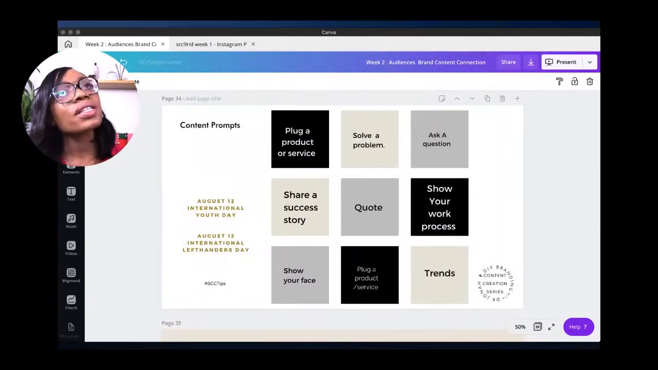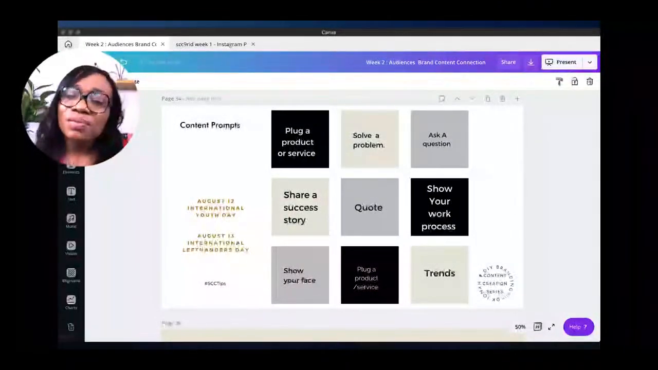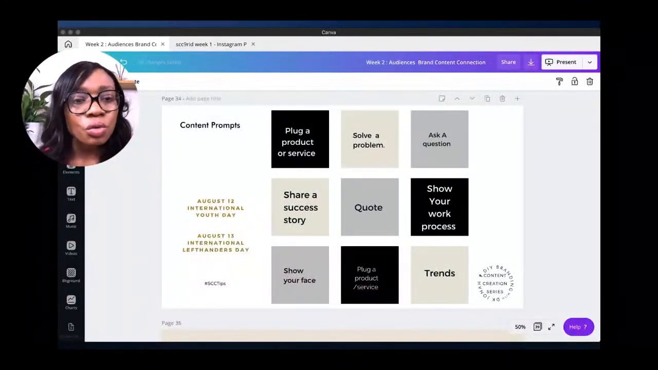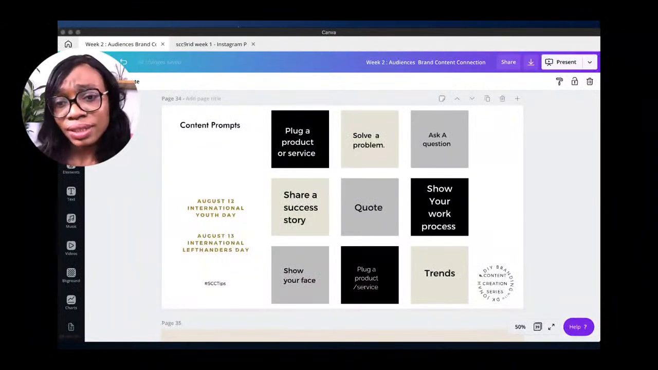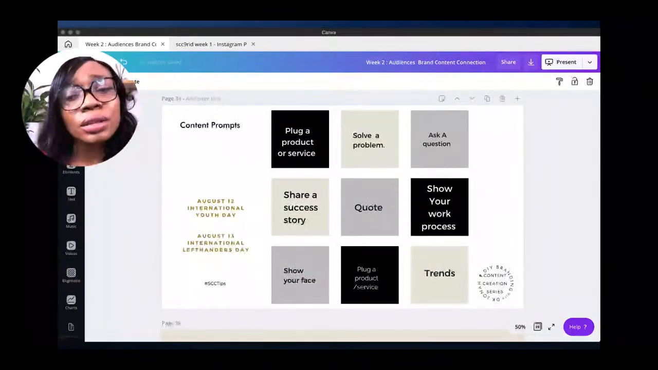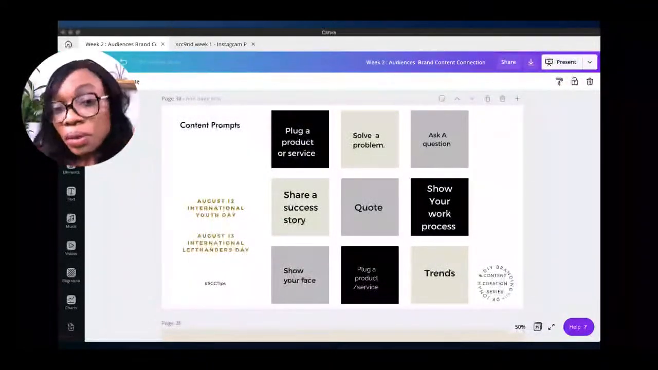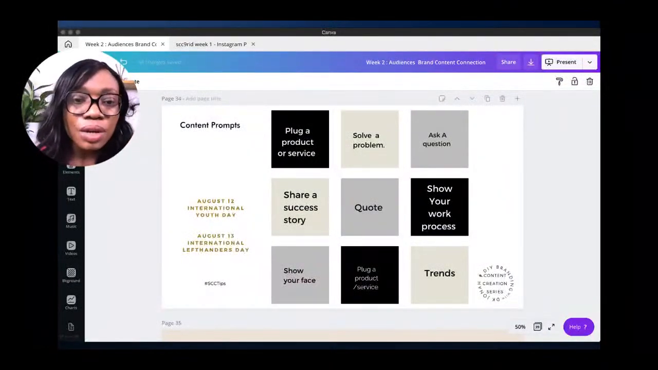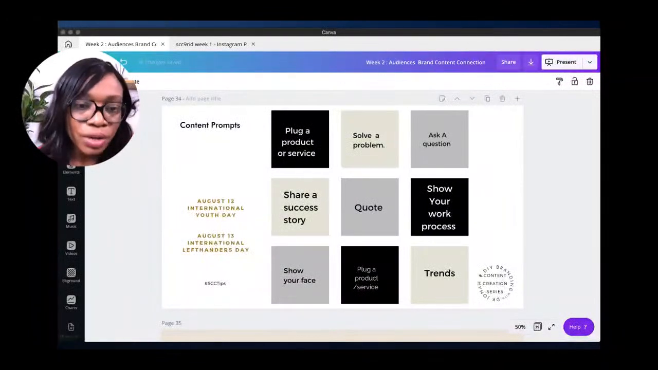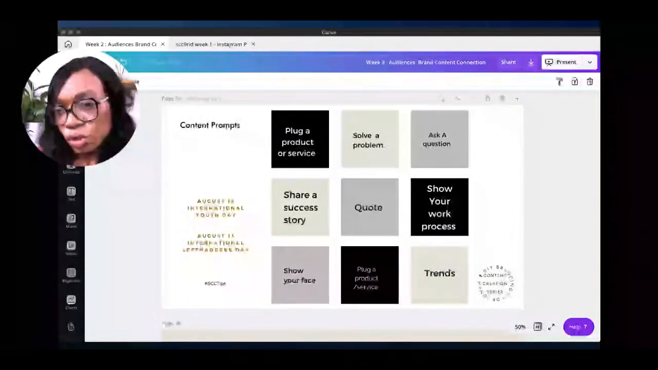Make it a bit more interactive, make it interesting. Share a success story or share your story of why you got started. I'm sure people are wondering why I got into what I do, and there's a story that I intend to share this week. Okay, you can share a quote. Share a quote that will reflect your position and make people know what you do.